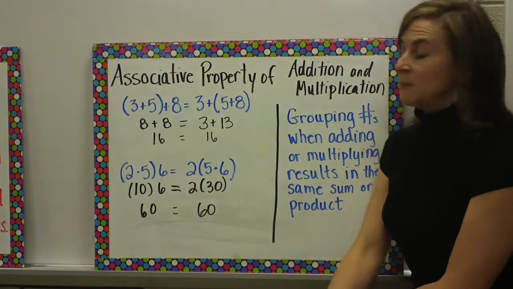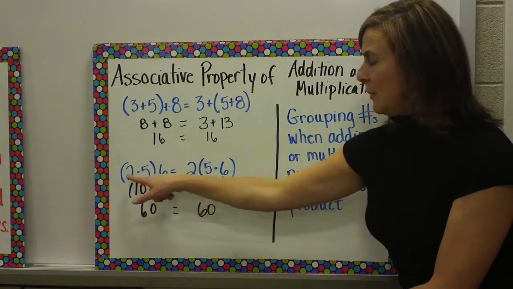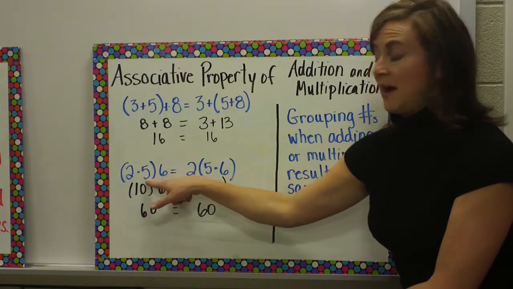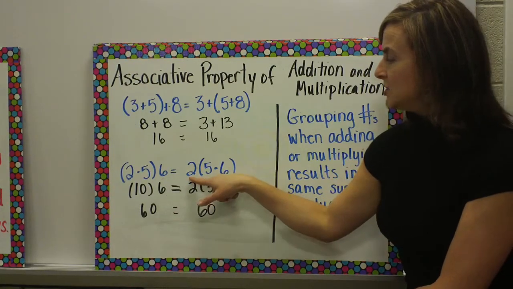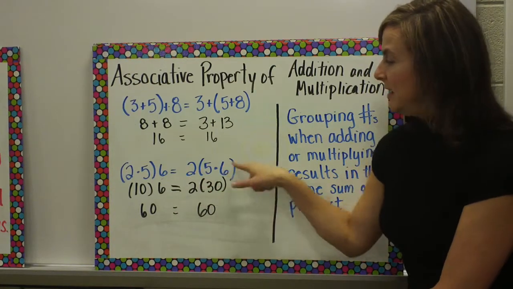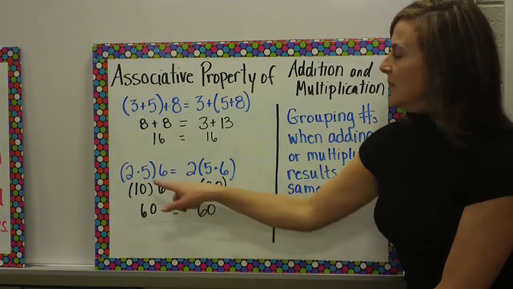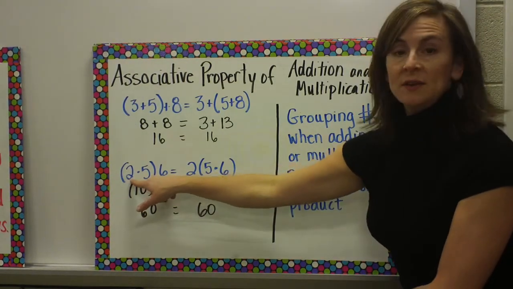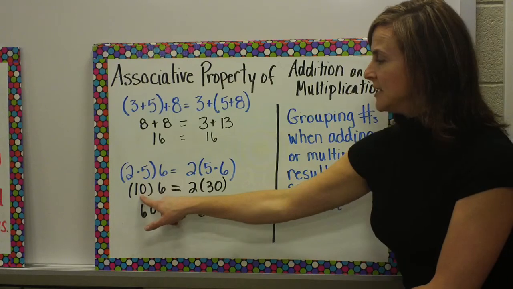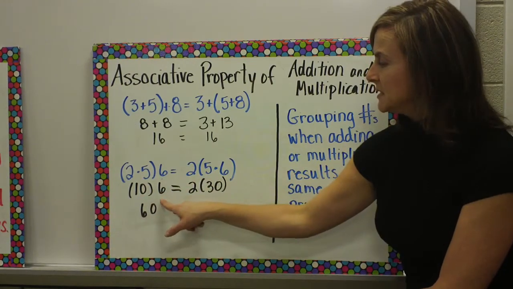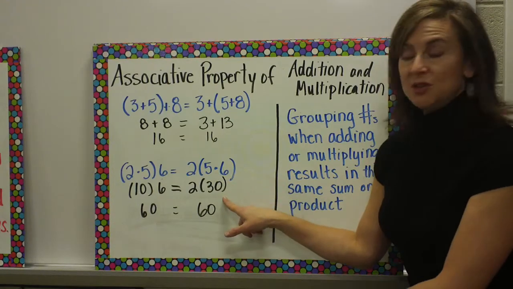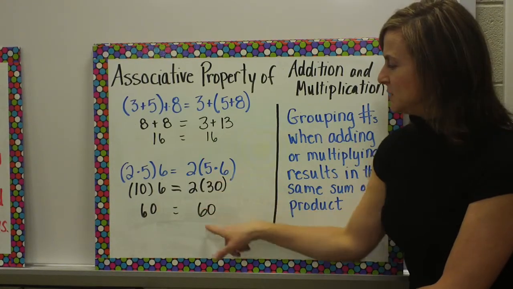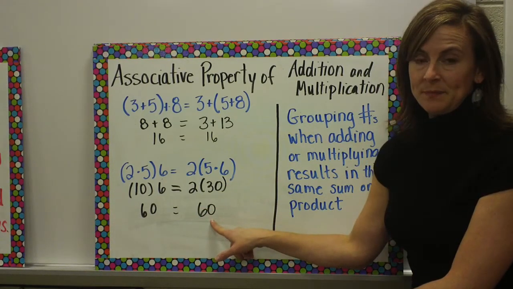If you take a look at a multiplication example, my parentheses are around 2 times 5, times 6. Here, I've got 2 times whatever 5 times 6 equals. If I follow the order of operations and solve parentheses first, 2 times 5 is 10, and then I bring down my times 6, and that gives me 60. Over here, 5 times 6 is 30, and I bring down my times 2, and that equals 60.